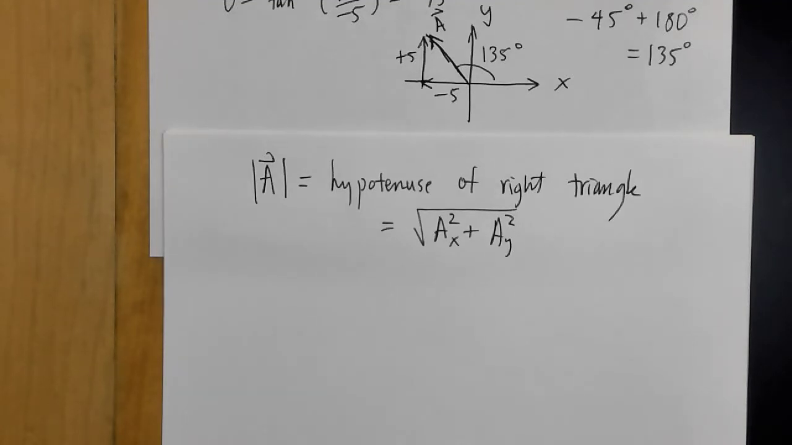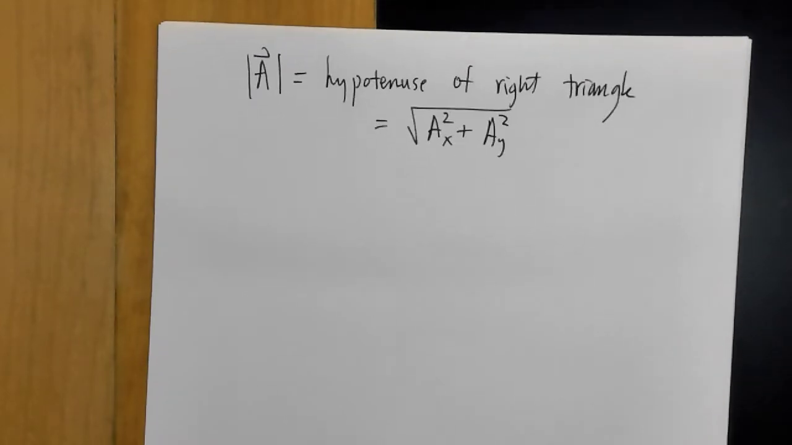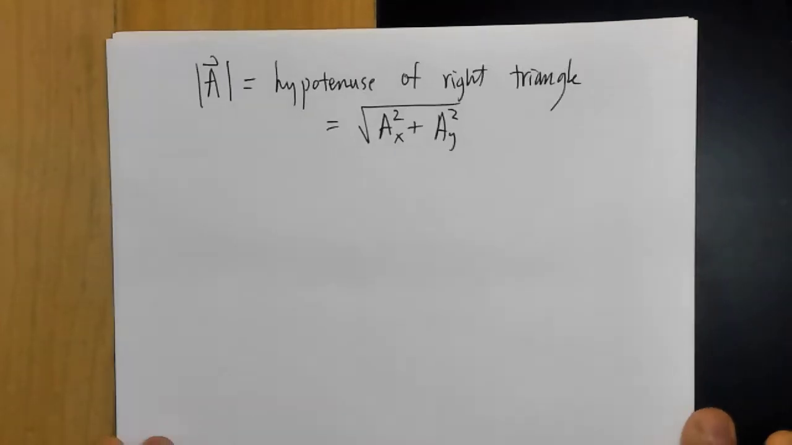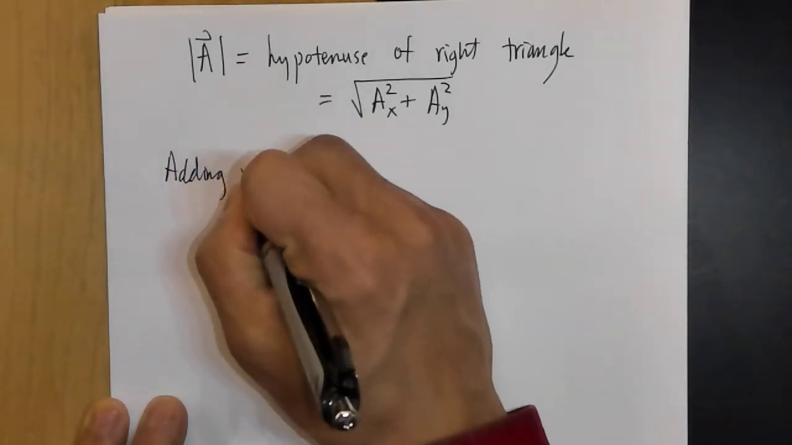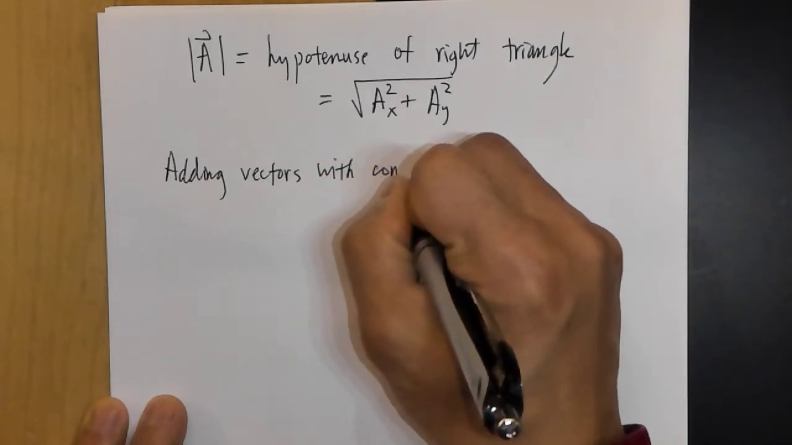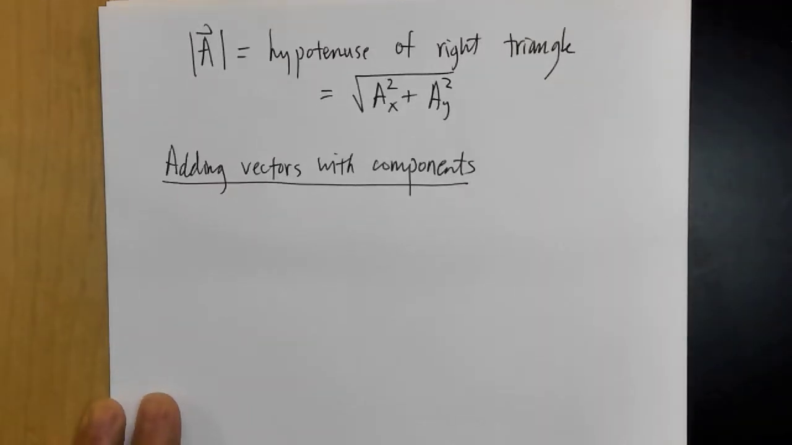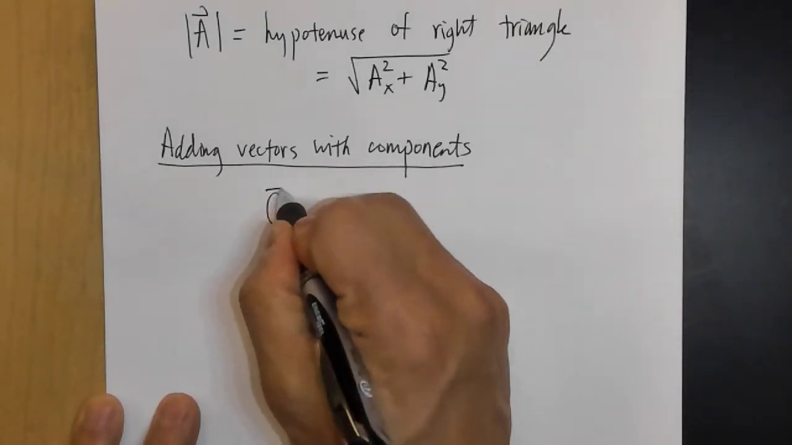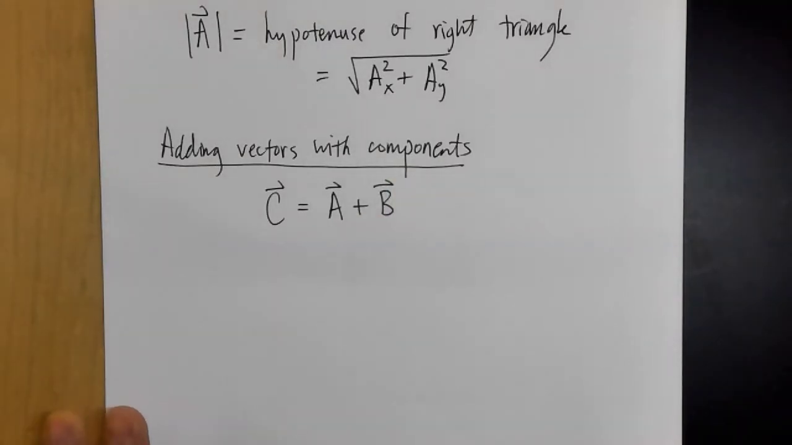Questions about this? All right, now we get to the main reason why we're doing the components, and that's because when we add vectors, we add components together. So, adding vectors with components. This graphical thing was kind of limited use. So let's say vector C is equal to vector A plus vector B.